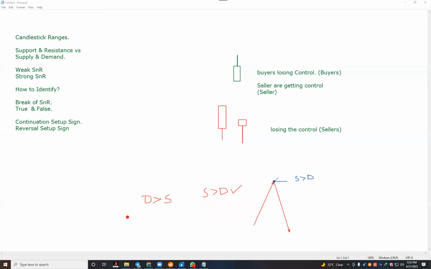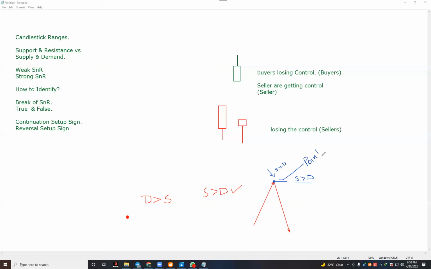Okay, so here you are looking at this point, it means that the supply is equal to the demand, right? Yes, sir. But the price is moving down, right? Yes, down. So now we can say supply is greater than demand. I'm talking on this point.